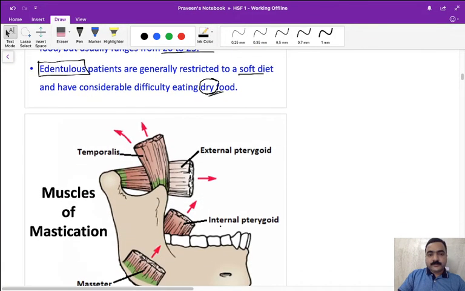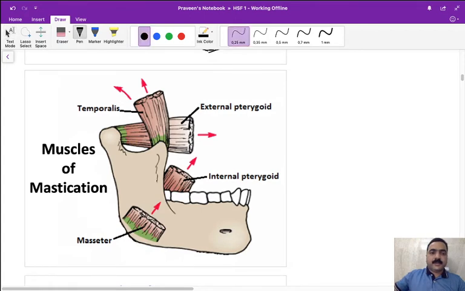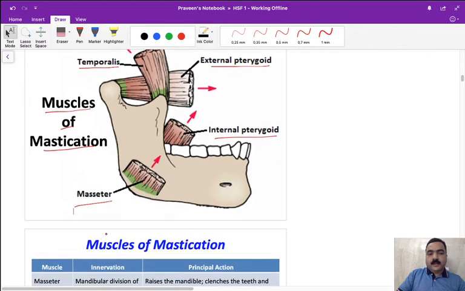These are the muscles of mastication, which are not so relevant for physiology. We will study these muscles in detail in anatomy. They are the temporalis, the external pterygoid, the internal pterygoid, and the masseter. These are the important muscles.